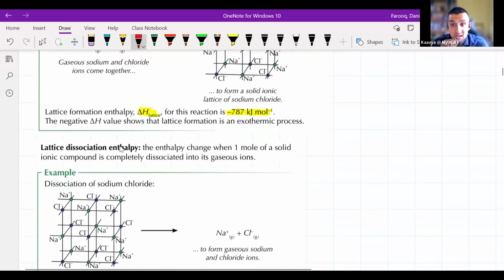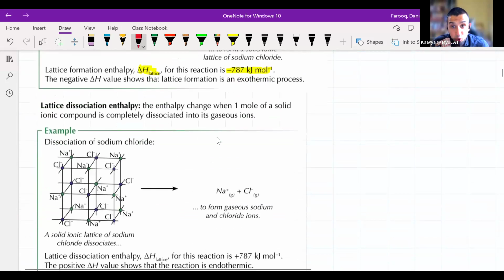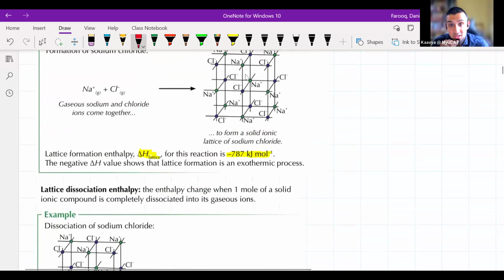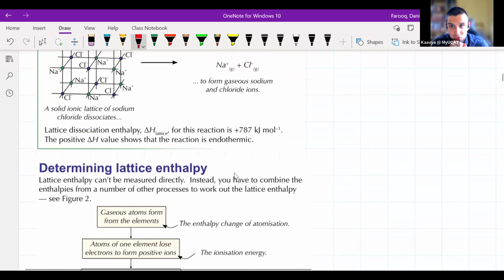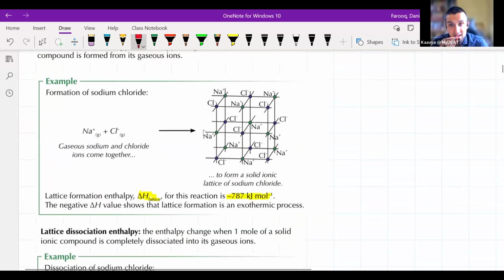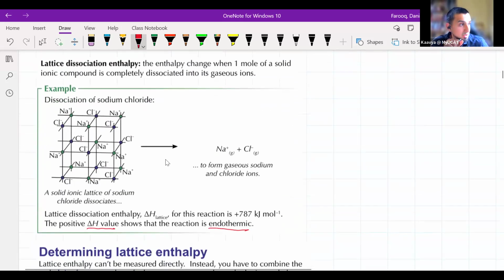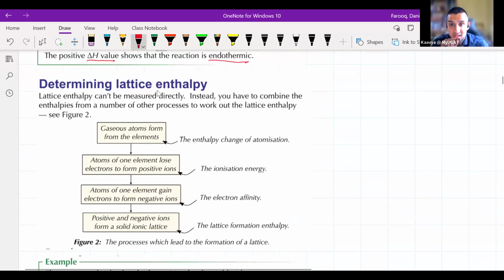The lattice dissociation enthalpy is basically the opposite of the formation. So you're going to go backwards now. We go from this lattice and we dissociate. Like if you dissociate from someone, you separate yourself from that person. So 1 mole of a solid ionic compound will be dissociated into those gaseous ions. Quite straightforward, and it's the opposite. If the forward reaction is exothermic, then the backwards reaction will be endothermic, okay?